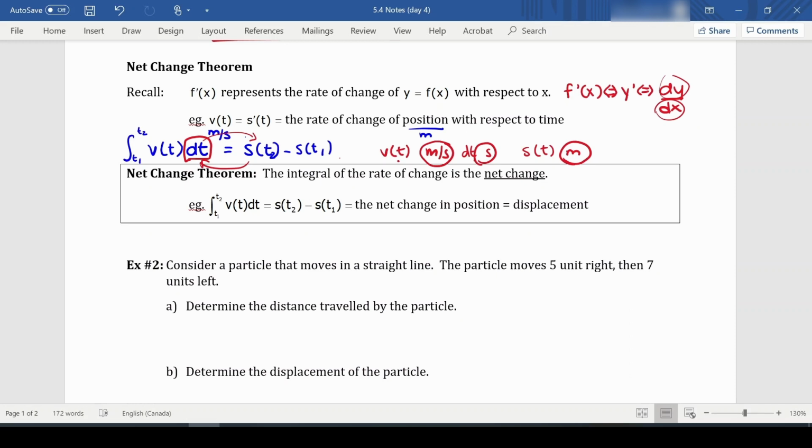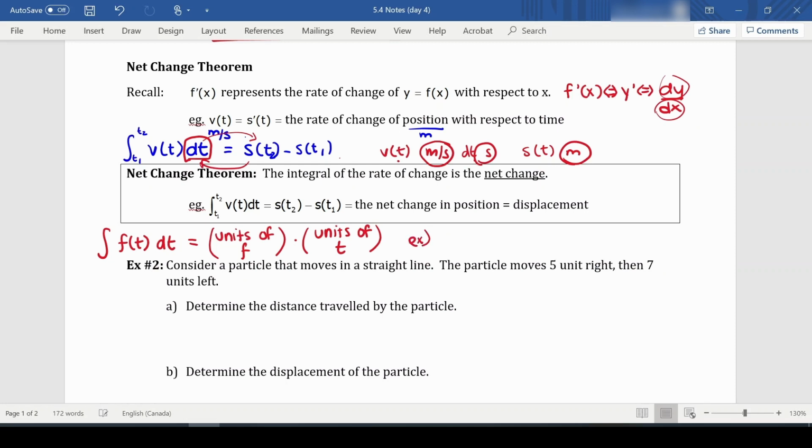So if I integrate velocity, I'm going to get a position, and my integration of velocity, if that's in meters per second, your position function would be in meters. So in other words, if I integrate a function f of t dt, the units of the answer are going to be the units of f times the units of t. The same would be true if you had an f of x and a dx. This would be the units of f and the units of x.